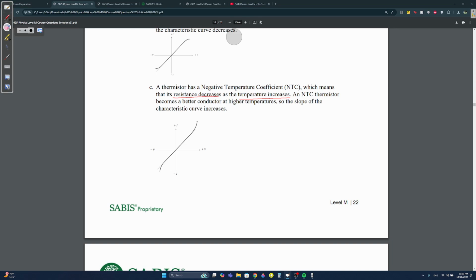By the way, the reason for resistance increasing here is because as current increases, you have more particles flowing, which will cause more friction, which will increase the temperature. And when temperature increases, more resistance happens. But what does the NTC do?